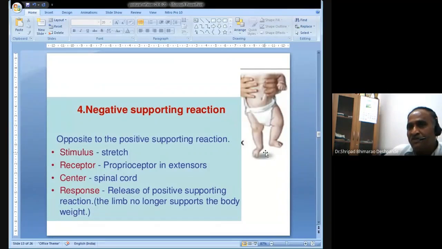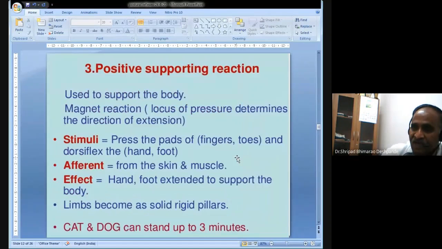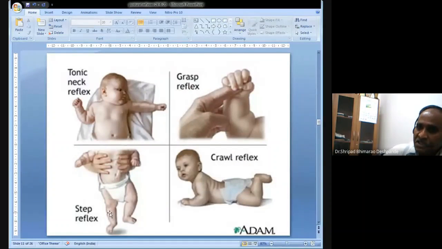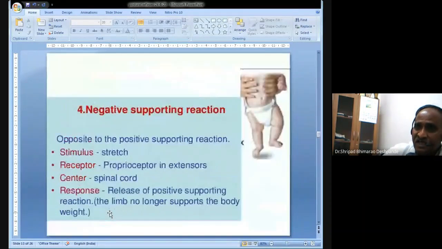That means it withdraws, it gives away the stimulus, because there is a stretch here, and once there is a stretch of the extensors, the spinal cord releases the positive supporting reaction, and the limb no longer supports the body weight. So this is the limb in a negative supporting reaction. So we have a positive supporting response, which is here, that is a step reflex, and a negative supporting response is here, withdrawn from the site. These are segmental reflexes. They are operated in the spinal cord.